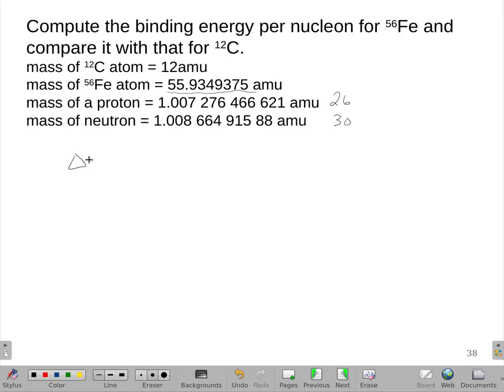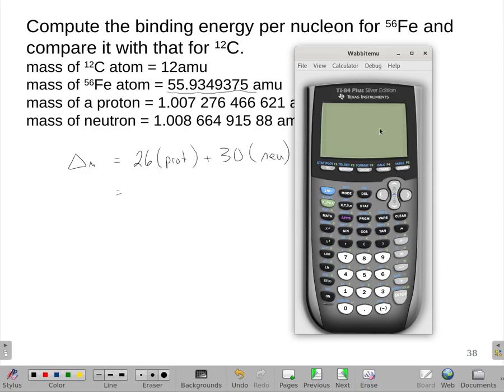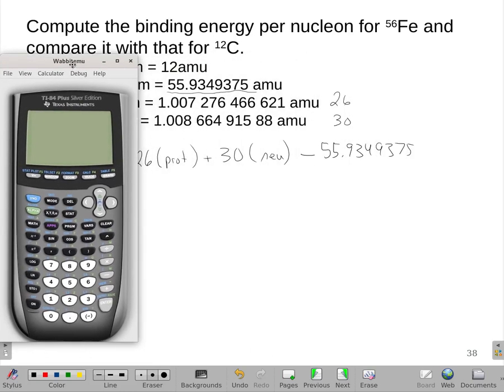So my mass difference, or the delta M, that Fe goes through when you build it, is based on 26 times that mass of protons and 30 times that mass of neutrons, and then subtracted by that 55.9349375. Alright, we're going to bring up the calculator and actually solve that and see how small this mass difference is. But there is a mass difference.